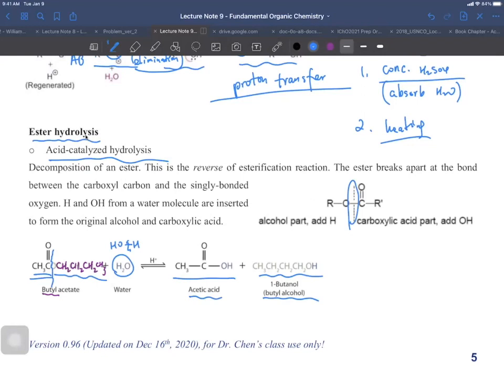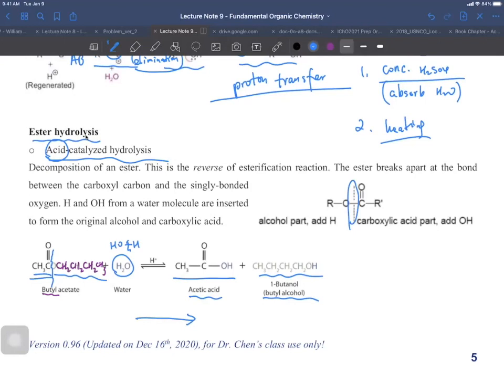So if we want to get more ester, we need to try to remove the water. But if we want to hydrolyze the ester, we add more water. Because this can help the equilibrium shift to the right side. But no matter what the reaction is, we need to have acid to catalyze it. Otherwise, if you just put the ester in water, it will not automatically hydrolyze because the rate is too slow.